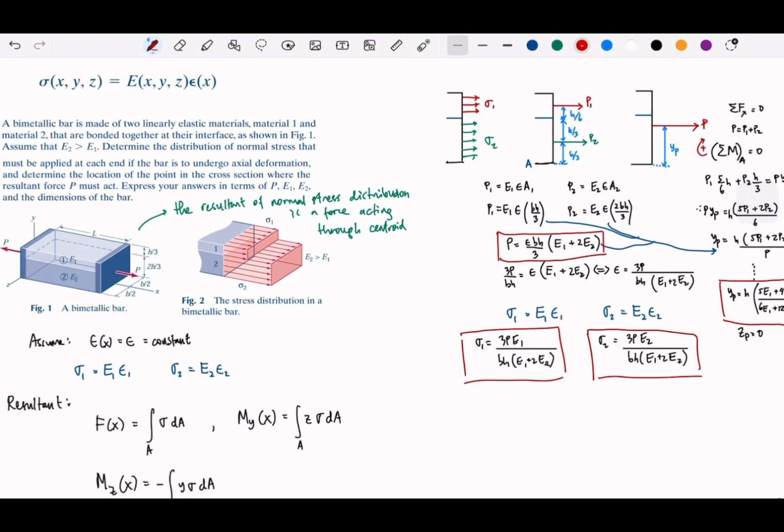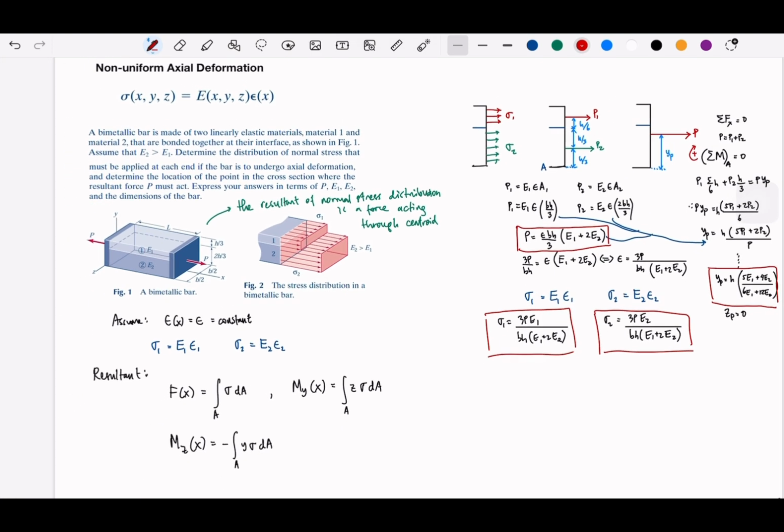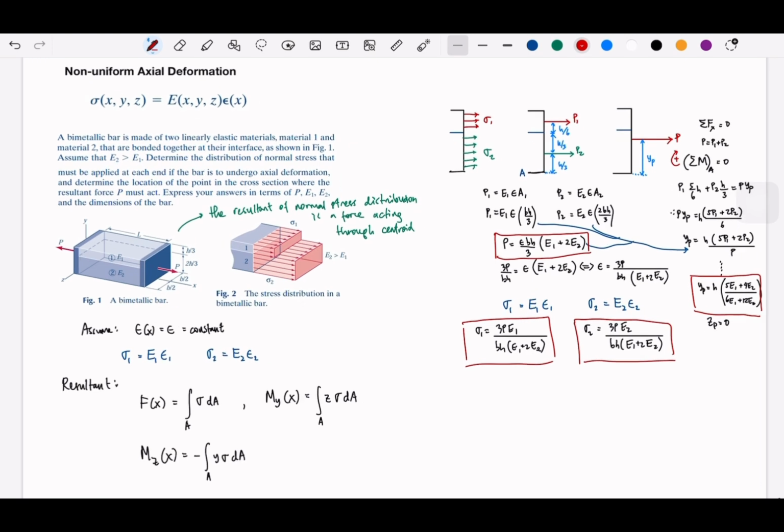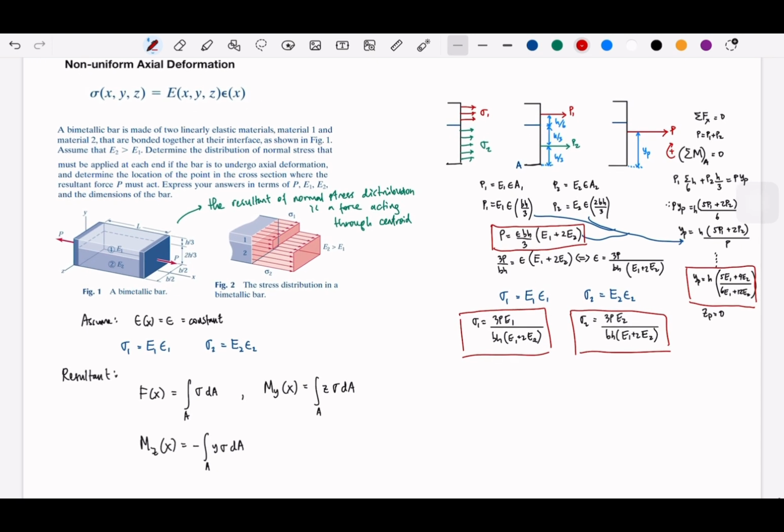Of course, this is just assuming that we only have a two-material bimetal bar. But this is how we can find the resultant from two non-uniform or different materials. And one particular assumption that I think is really helpful, because it works in the questions, is assuming this strain is constant.